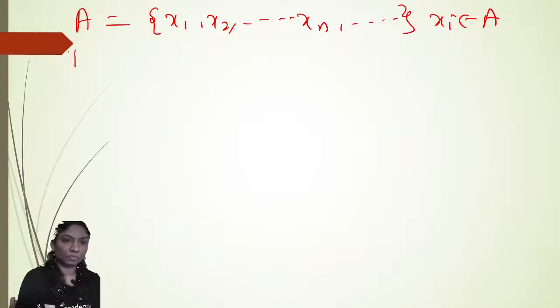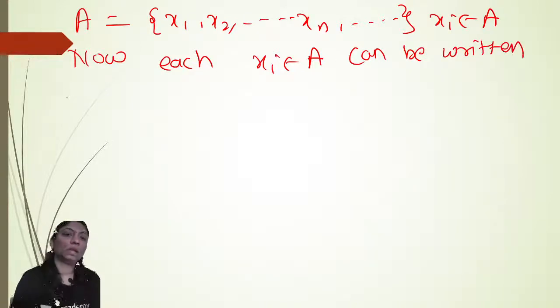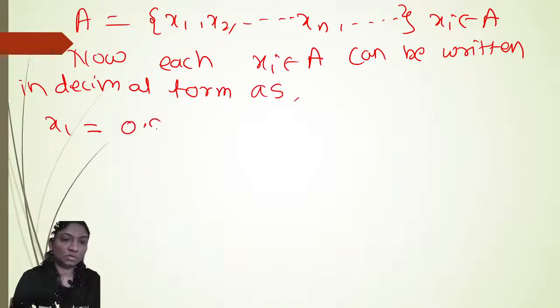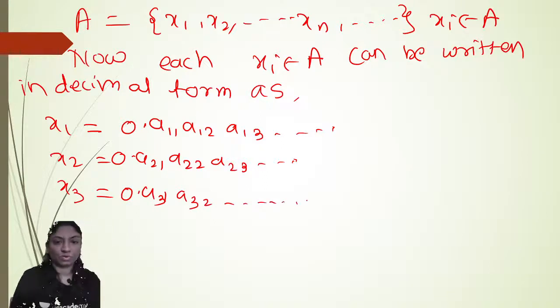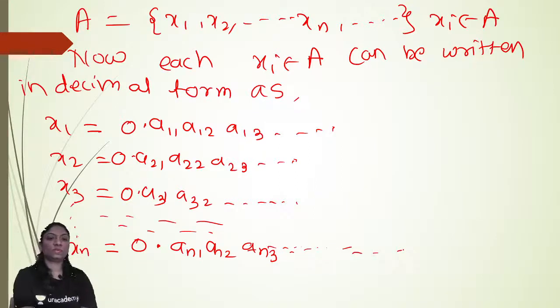Okay. Now each xi belonging to A can be written in decimal form. We write x1 equals 0.a11 a12 a13 and so on. x2 equals 0.a21 a22 a23 and so on. x3 equals 0.a31 a32 a33 and so on. And so on. xn equals 0.an1 an2 an3 and so on. Okay, so this is your x1, x2, x3 and xn.